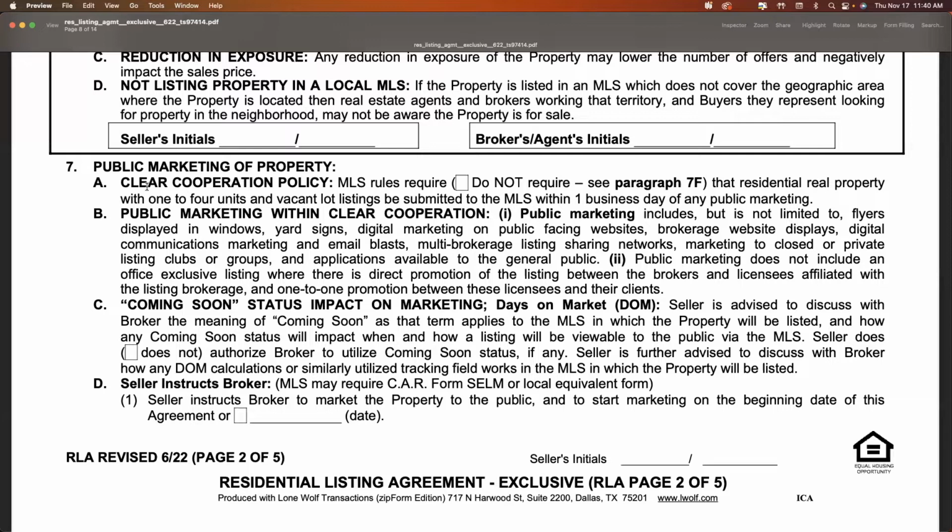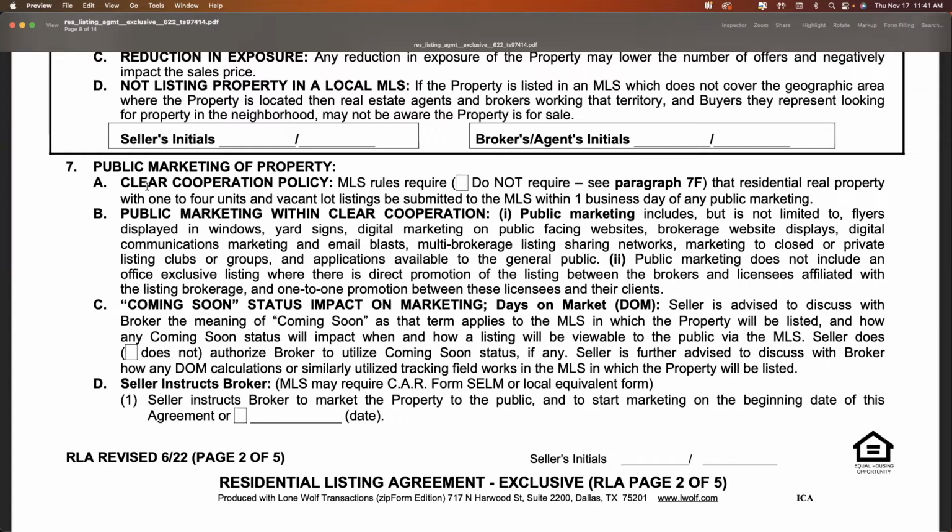Okay, so coming soon, the difference between the registered and coming soon. Coming soon, I can do everything that I want as if it were active. I can put it on Facebook, Instagram, my website, flyers, postcards, phone calls, door knock, everything except show it. While the listing is coming soon, I cannot show it to anybody. Not to my own buyers, not to other buyers in this office. I can show it to no one when it's coming soon.